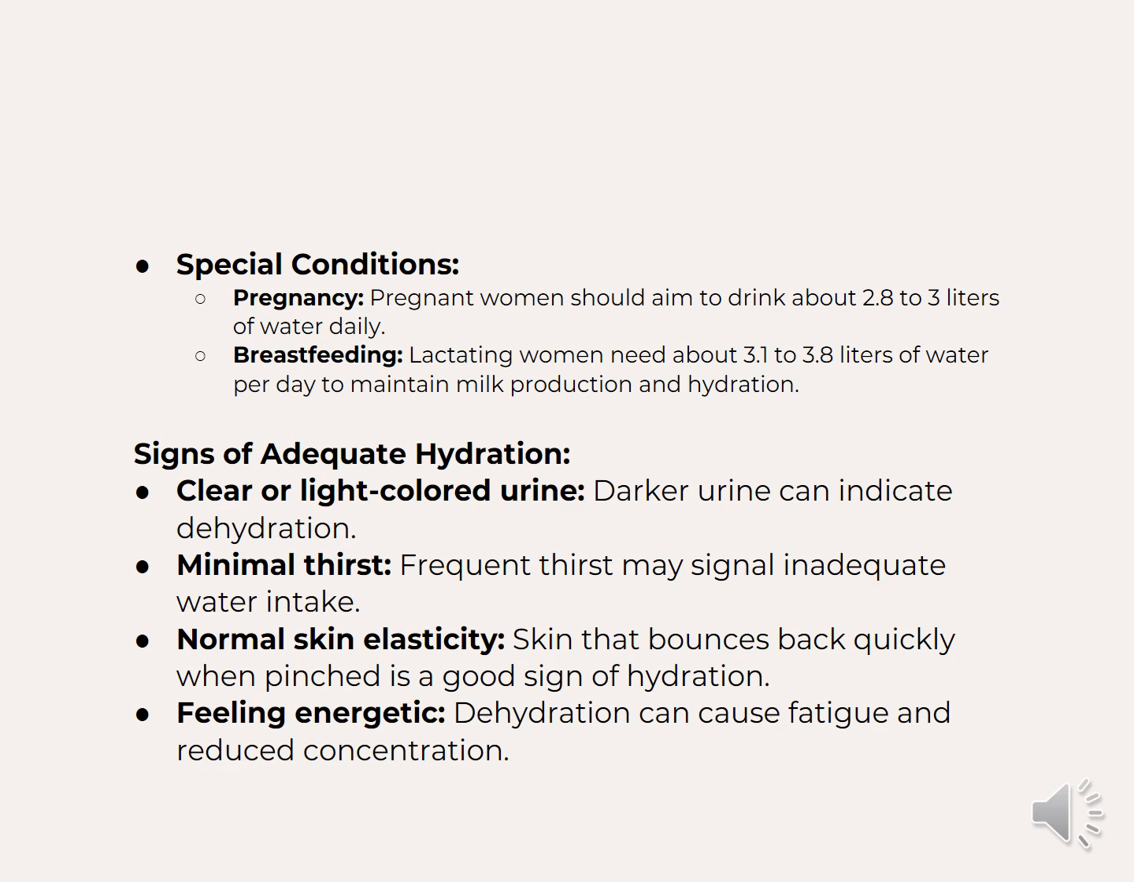How do we know that we are dehydrated? So some signs of adequate hydration are light colored or clear urine. Darker urine can indicate dehydration. Minimal thirst. Frequent thirst may signal inadequate water intake. Normal skin elasticity. Skin that bounces back quickly when pinched is a good sign of hydration. Feeling energetic. Dehydration can cause fatigue and reduced concentration, whereas a well-hydrated body will always be energetic.